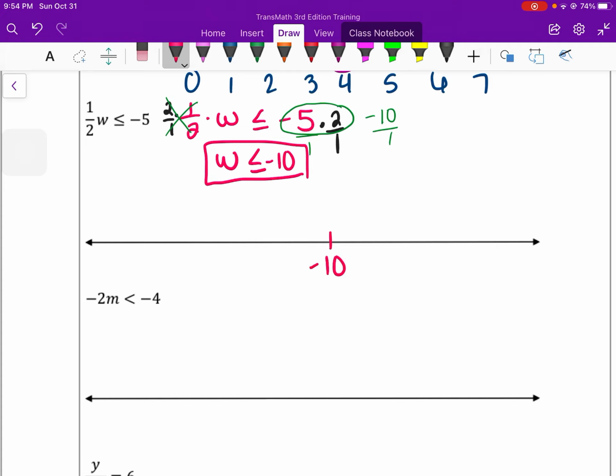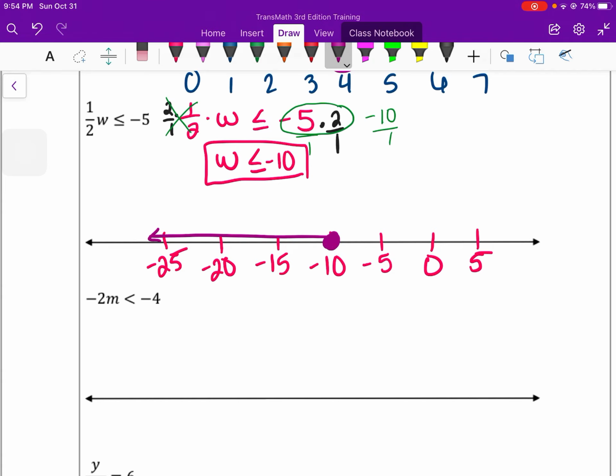So I put negative 10 on my number line. I count by 5s, negative 5 to the right, 0, 5, etc. To the left, it's going to get more negative. So negative 15, negative 20, negative 25. We are equal to negative 10, so I want my circle to be filled in there, closed circle. It's all my values that are less than or equal to, so to the left.